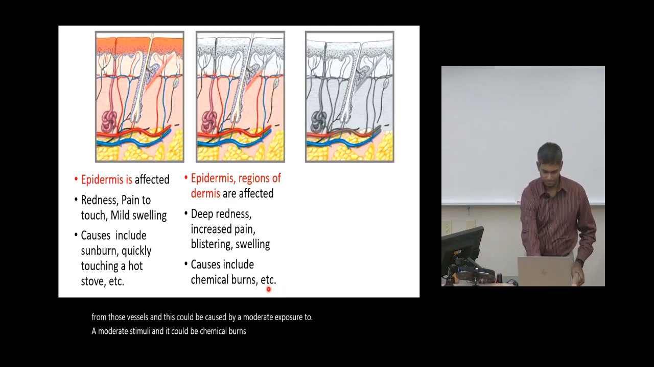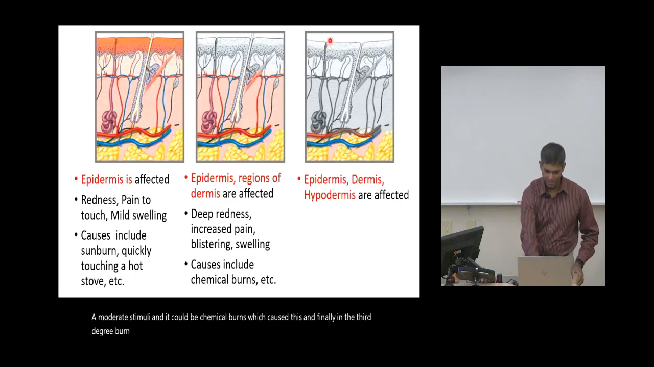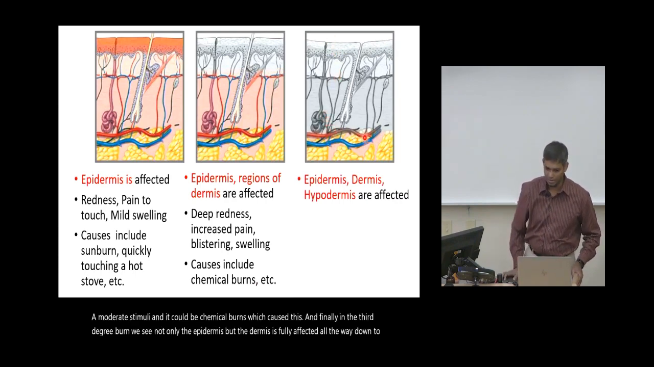And this could be caused by a moderate exposure to a moderate stimuli, and it could be chemical burns which cause this. And finally, in the third degree burn, we see not only the epidermis, but the dermis is fully affected all the way down to the hypodermis.